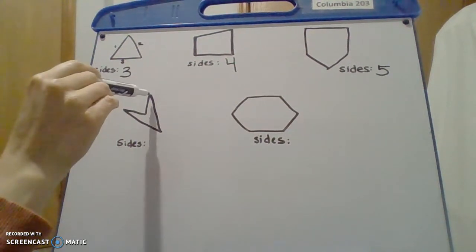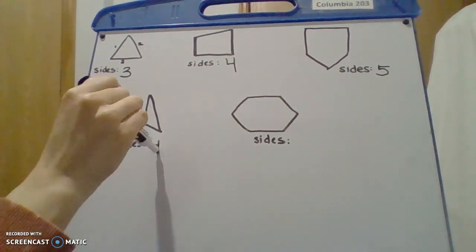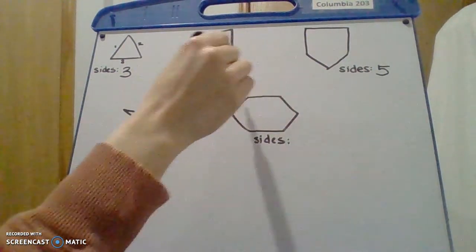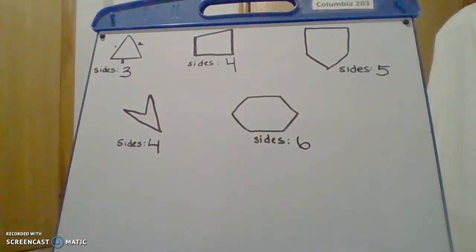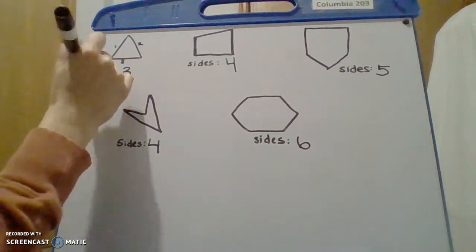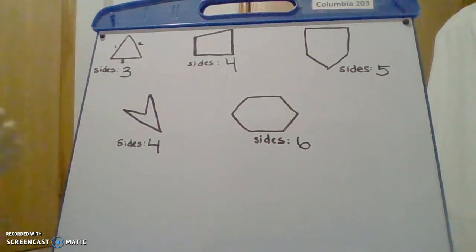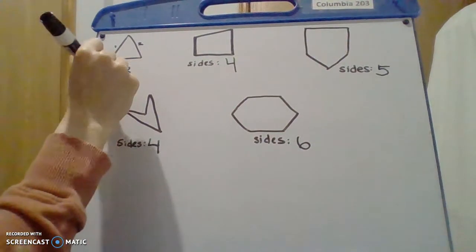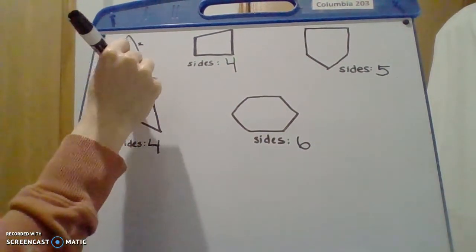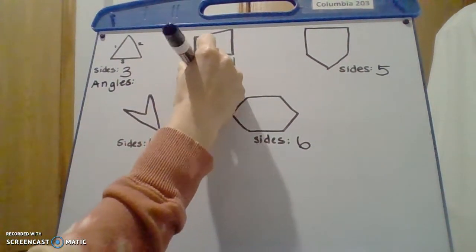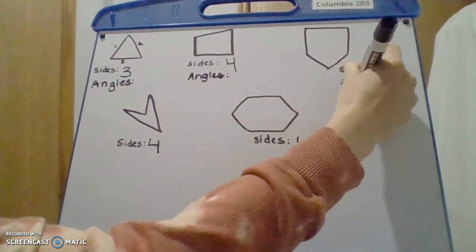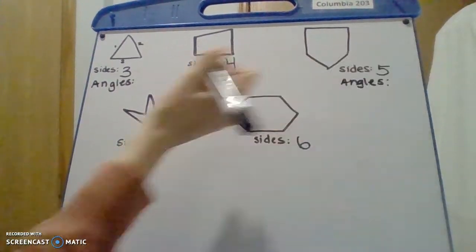1, 2, 3, 4 sides. 1, 2, 3, 4, 5, 6. 6 sides. So now what we're going to do is another attribute, and that is angles. Angles. And this is how you can tell the shapes apart.